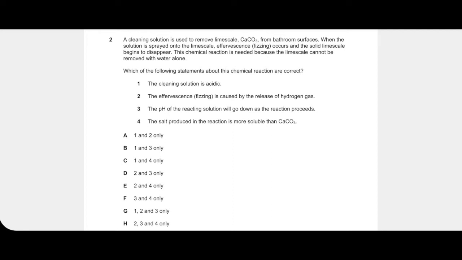Statement number 1, the cleaning solution is acidic. That is true because calcium carbonate, CaCO3, is a base. It says that it cannot react with just water, so what else reacts with a base? An acid. So therefore number 1 is correct. So we can eliminate everything that doesn't have number 1.